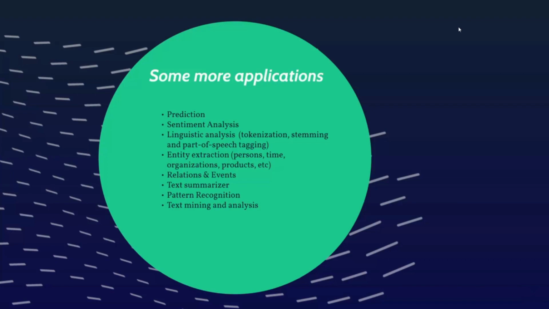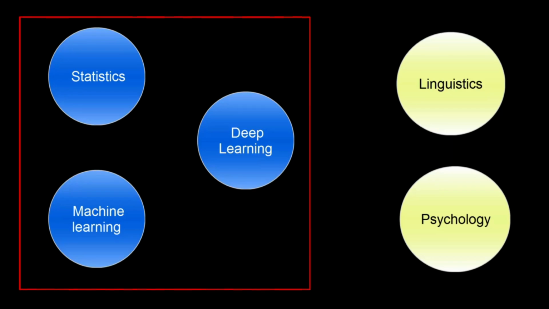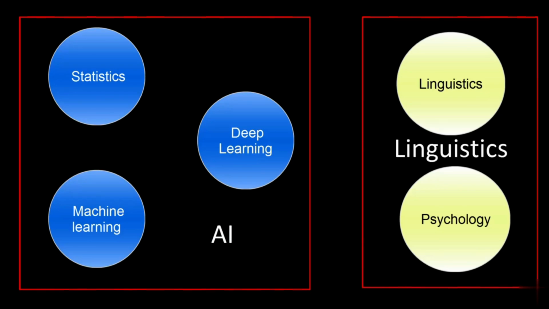Now, with this information, let's look at a couple more examples. Some more applications are prediction, sentiment analysis, linguistic analysis, relations and events, entity extraction, pattern recognition, text summarizing, mining analysis, and this is just a limited set. So much is achieved in NLP, and to achieve such huge goals, NLP borrows techniques and methods from various fields such as linguistics, statistics, psychology, philosophy, deep learning. Altogether, this can be categorized as AI and linguistics.